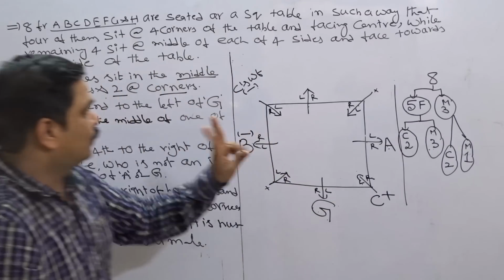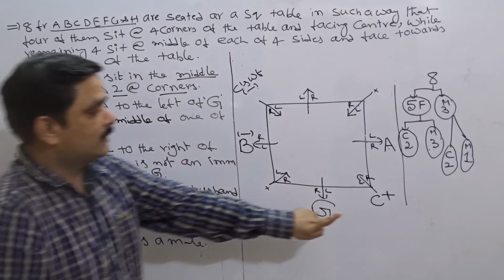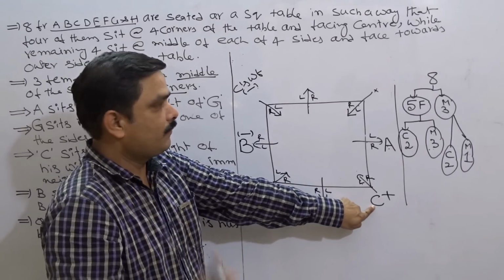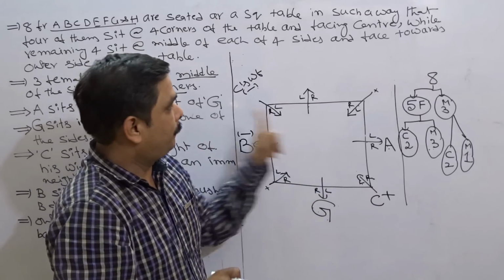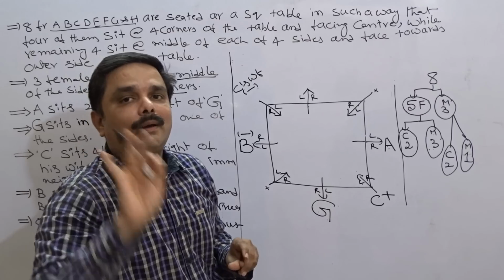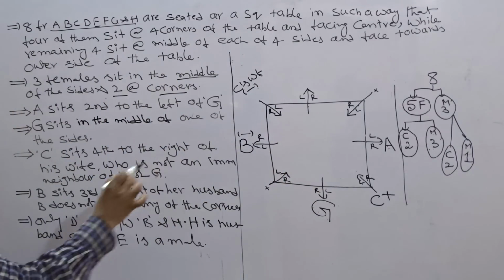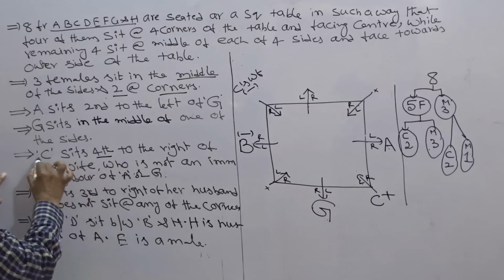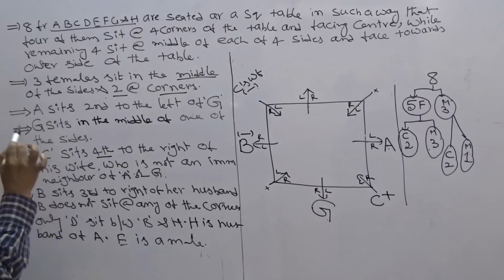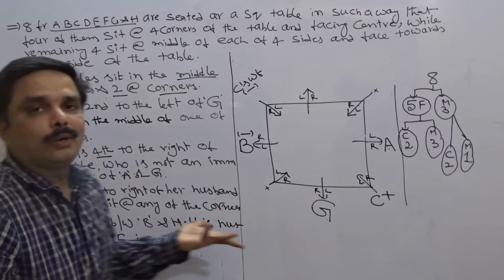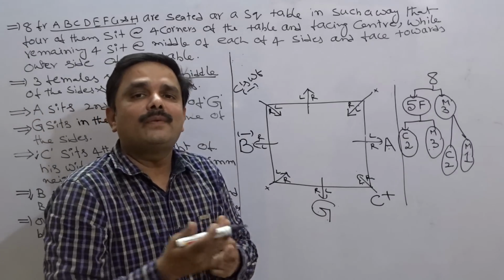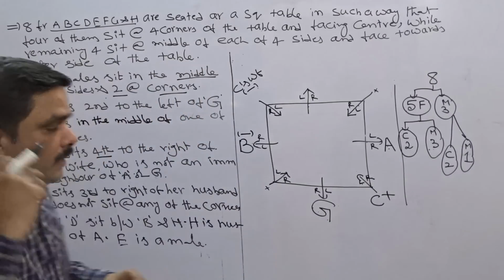How is that? Because only two critical points are there. C sits fourth to the right of his wife. B sits third to the right of her husband. These two are very, very important points. This one, fourth to the right, is one clue, and the other one is this clue. If you can crack these two, the question is automatically solved. Now it is a cakewalk for us. Easily you can go for this.